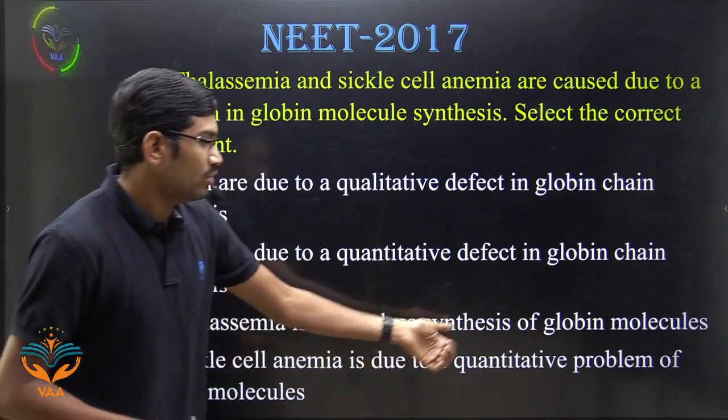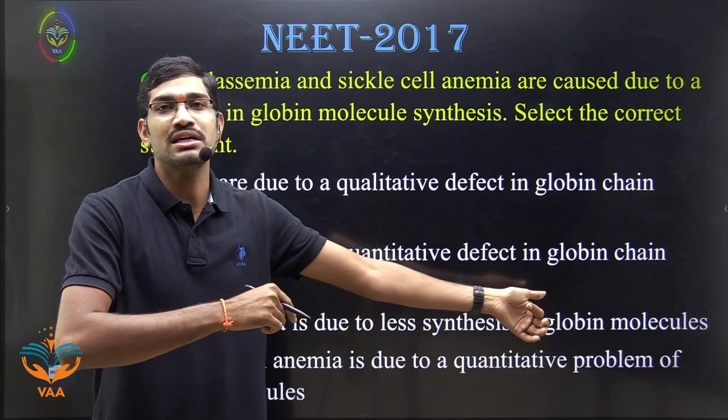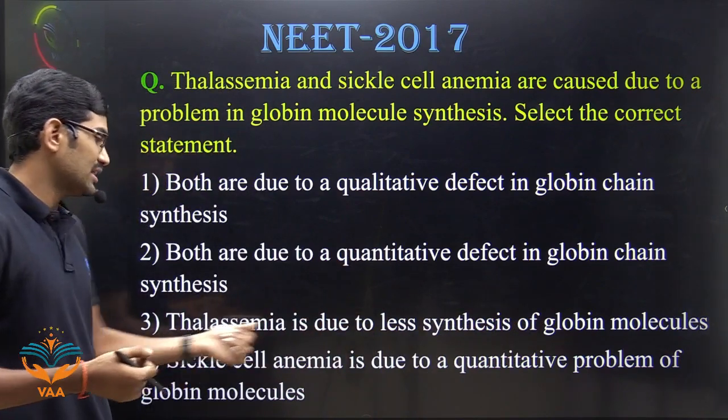Thalassemia is due to less synthesis of globin chains. That means it is a quantitative problem. Yes or no? Less synthesis. Yes. So this statement is correct.